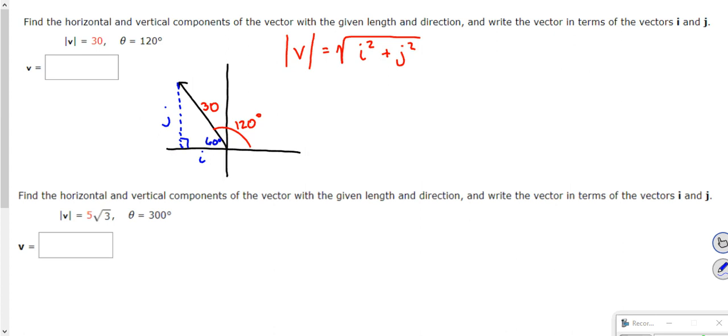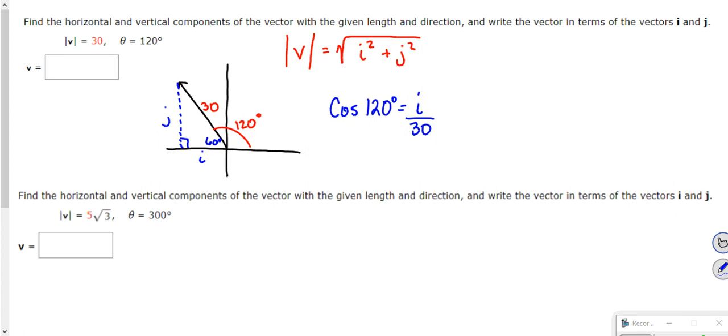Think of your magnitude as the length of your hypotenuse, which is what the formula is up above there. So we are looking to get I. Let's say cosine 120. We'll go back to the 120. So cosine 120 degrees equals I over 30. Cosine of 120 equals I over 30.